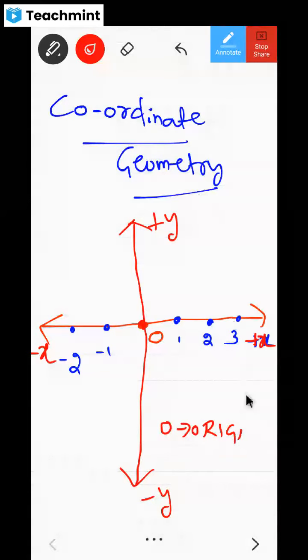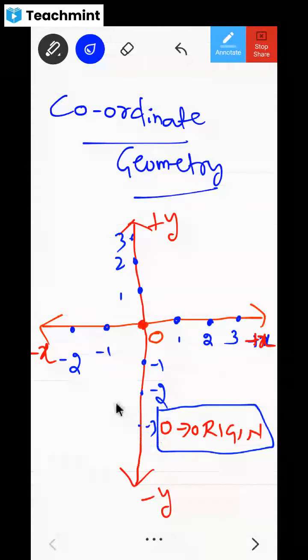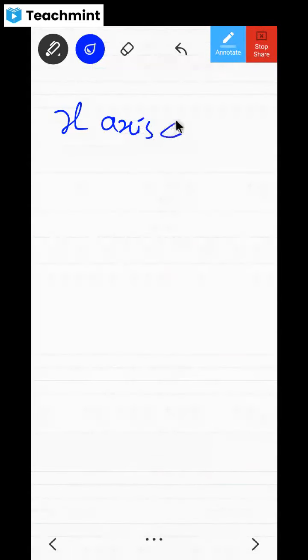From that only everything is going to start. Origin means it is starting from there. Then on top of this positive axis, we have 1, 2, 3 like that. And here we are going to have -1, -2, -3, and -4. It continues. Is it understood, dear children? Yes, sir.